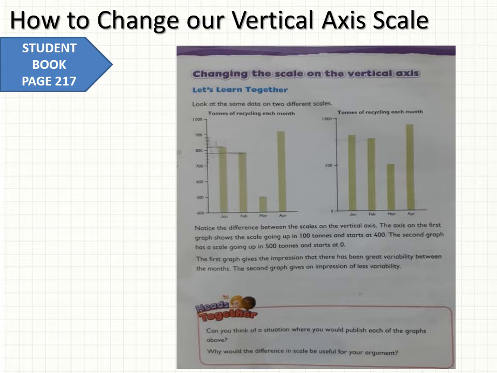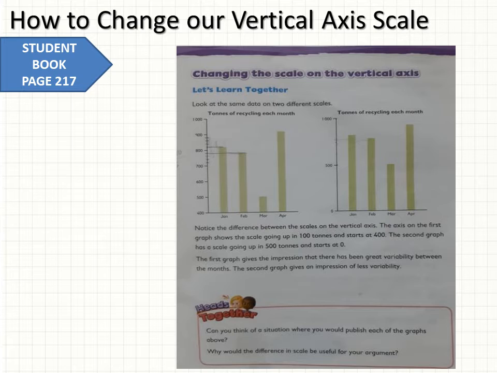100. We are adding 100. So that's why we have 400, 500, 600, 700, and so on. But on the second graph, how much are we adding to make the next number? 500. 0 to 500. 500 to 1000. So we're adding 500. Okay?